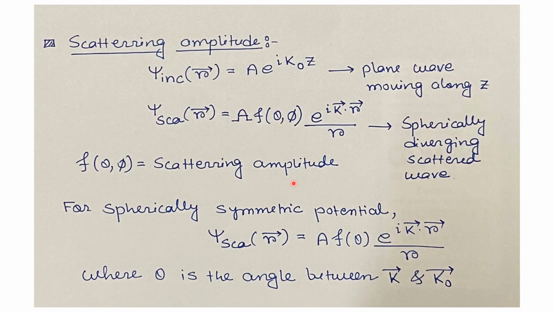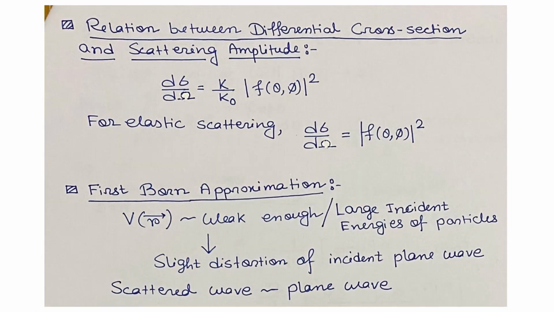This f as a function of θ, φ is known as the scattering amplitude. Now for the case of a spherically symmetric potential, that means our scattering potential only depends on the distance from the center, that is r, then our scattering wave function can be written as A times the scattering amplitude f(θ) times e^(i k·r) divided by r. So for this special case, the scattering amplitude will be only a function of θ, not φ.